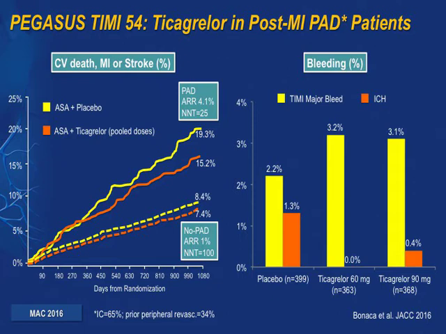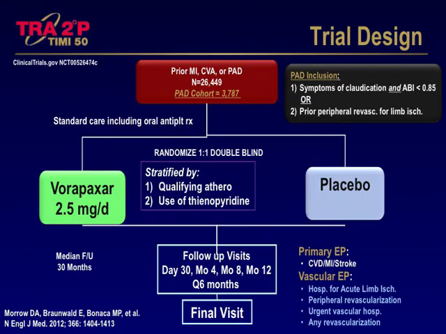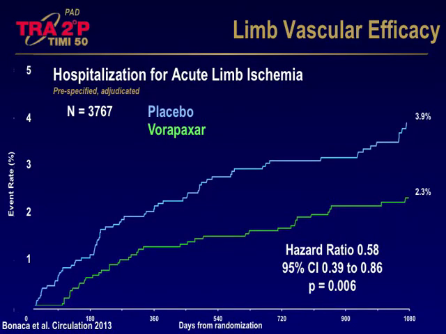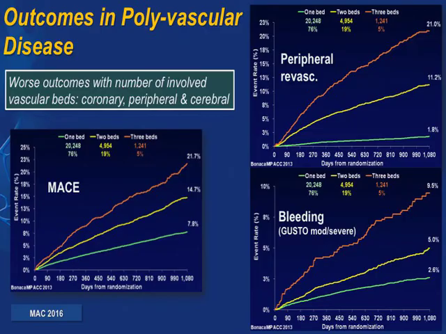In the placebo group on the right panel, there was a higher incidence of major bleeding. However, there was no increase in major bleeding with extended duration of ticagrelor in this patient population. I'm not going to dwell a lot on Vorapaxar. I'm sure my speaker following me is going to outline this data. However, these data have been promising and have shown a reduction in acute limb ischemia requiring hospitalization.